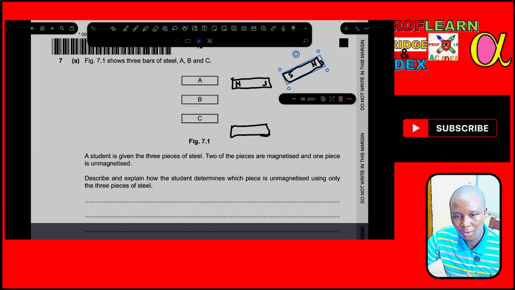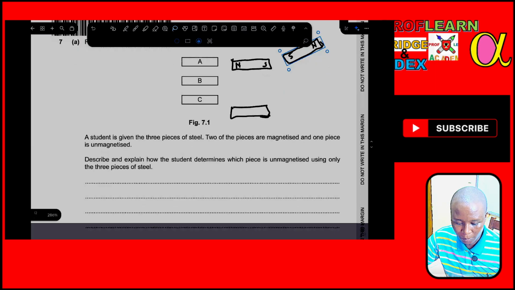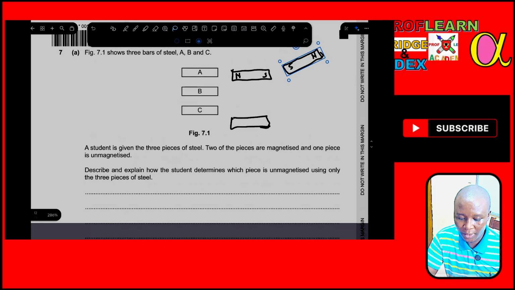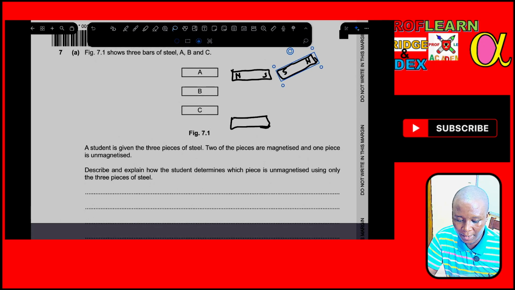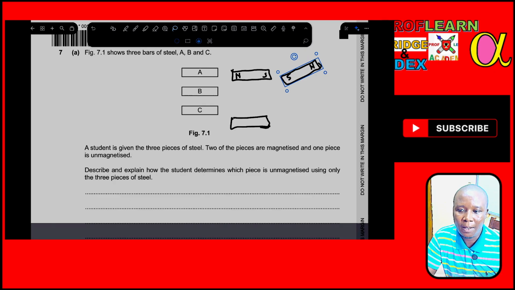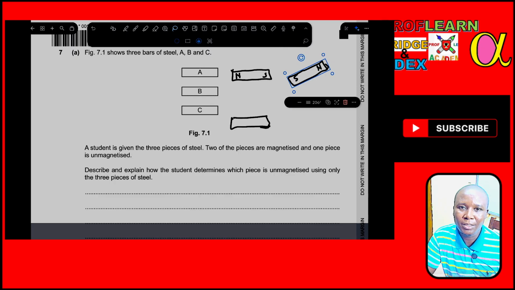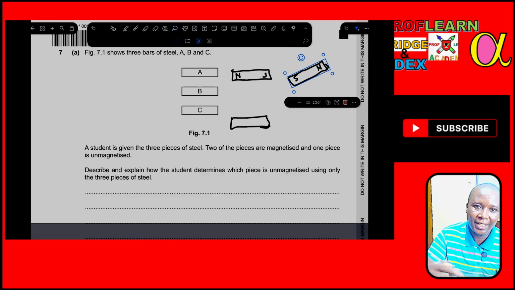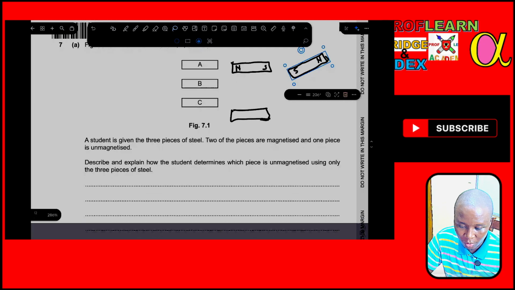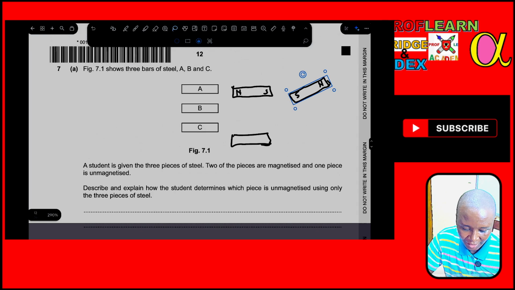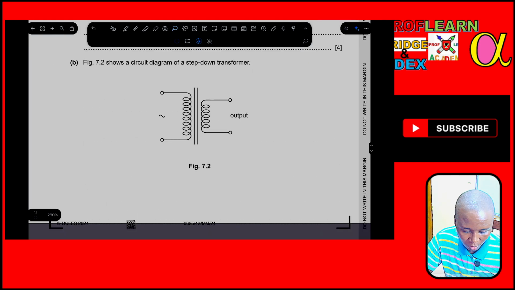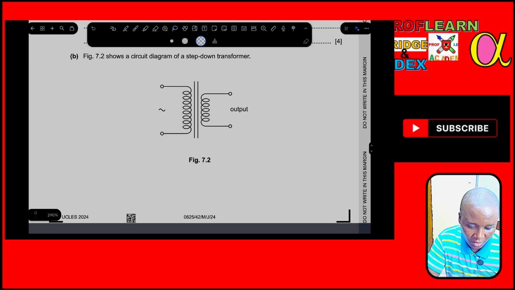So in this particular question, you are supposed to explain and say that the student needs to bring each piece close to another piece and check whether there is attraction or repulsion. If there is attraction at both ends, it means that is a magnetic material, but if one side is attracted and the other one is repelled, it means that is a magnetized material. So you are going to write that, and I believe you have understood exactly what you're going to do. Now, I want us to move to the next part.